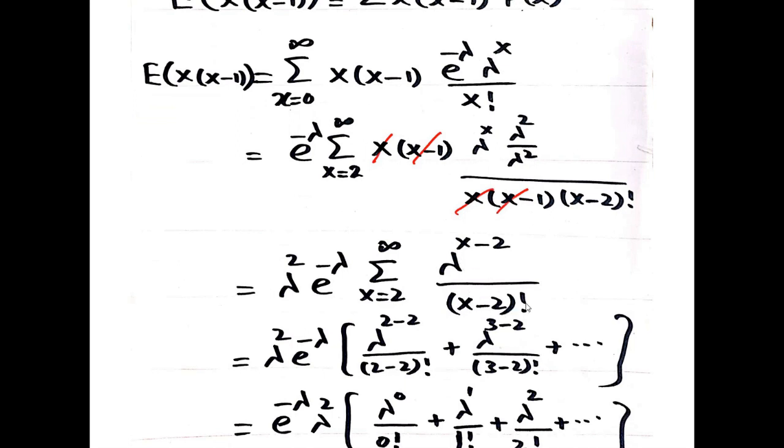x minus 2 factorial. So when you expand this summation, lambda power 2 minus 2 factorial plus lambda power 3 minus 2 factorial plus so on. After simplification we have lambda power 0 over 0 factorial plus lambda power 1 over 1 factorial plus lambda power 2 over 2 factorial plus so on. So when you compare this, e power theta is equal to theta power 0 over 0 factorial plus theta power 1 over 1 factorial plus theta power 2 over 2 factorial, we write it as e power lambda, multiplied by e power minus lambda.